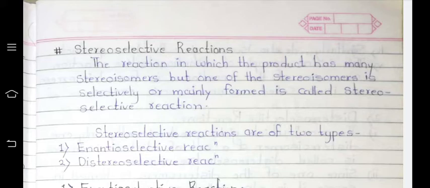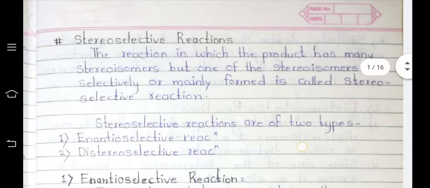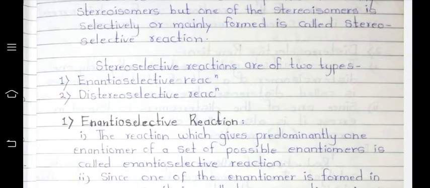So the reactions in which the product has many stereoisomers, but one of the stereoisomers is selectively or mainly formed, are called stereoselective reactions. Stereoselective reactions are of two types. One is the enantioselective reaction, another is the diastereoselective reaction. For better understanding, we have a video also.